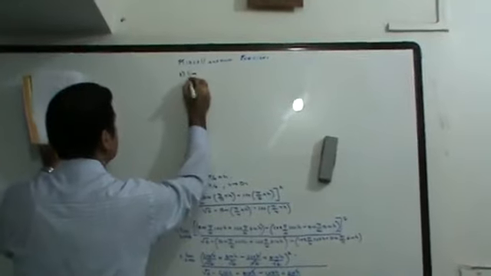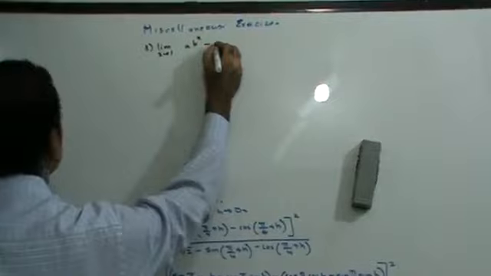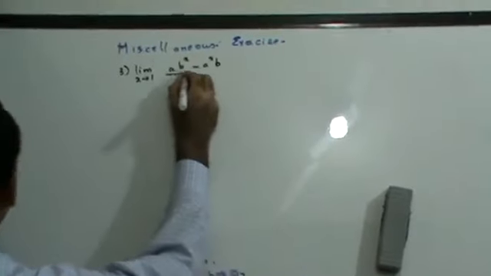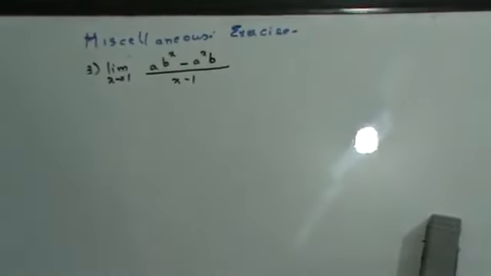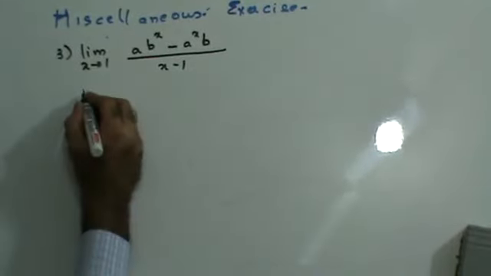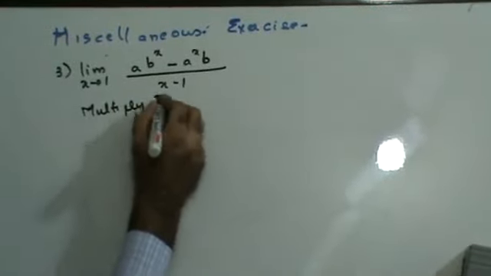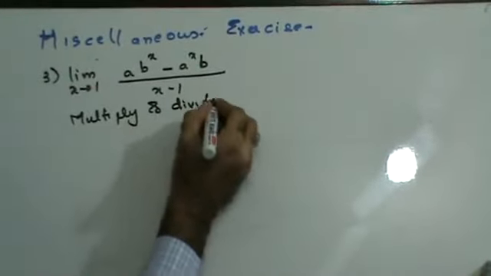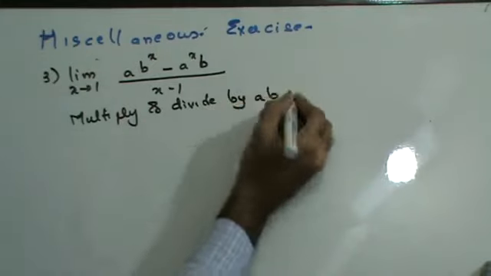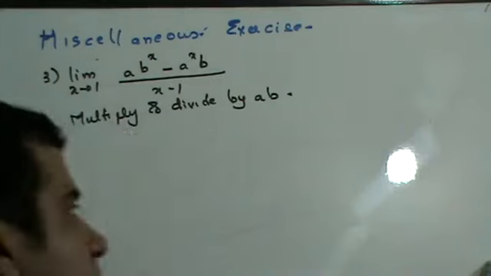Limit of x tends to 1, a b raised to x minus a raised to x b upon x minus 1. Right? Let's see this. Multiply and divide by ab. Why am I doing this? So that I can get the numerator in the exponential form. See how I do this.